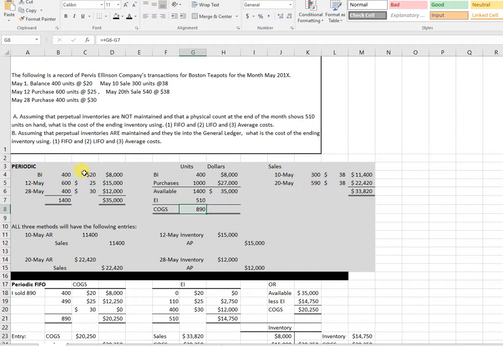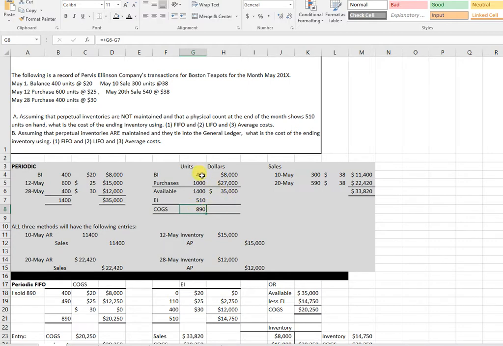So if you look here, I did this simply because it's going to work the same for all three methods: FIFO, LIFO, and average costing. I simply put the inventory here, beginning 400 at 20, 600 at 25, 400 at 30, and over here the selling prices, and I extended them out. This is somewhat useful for periodic inventory especially.